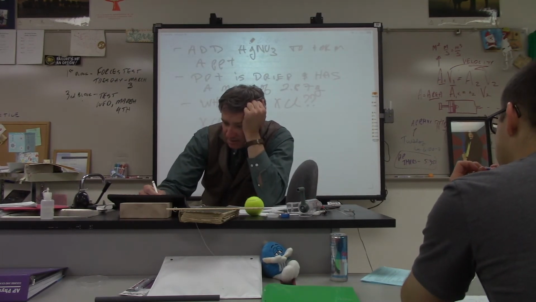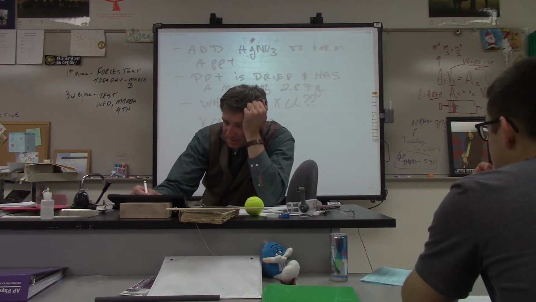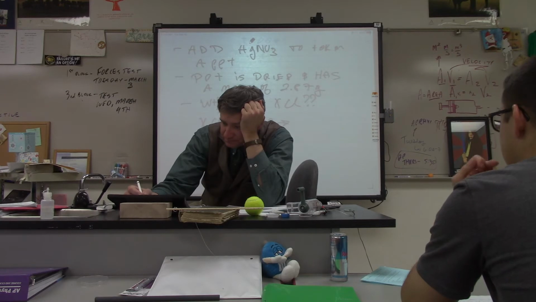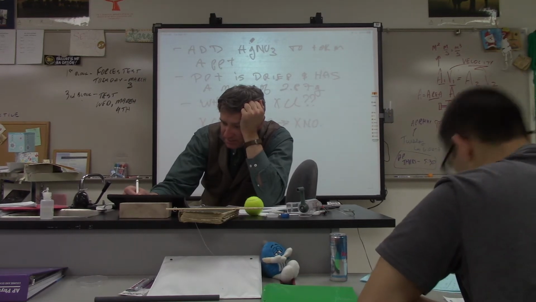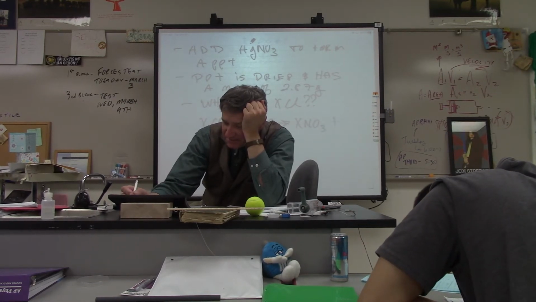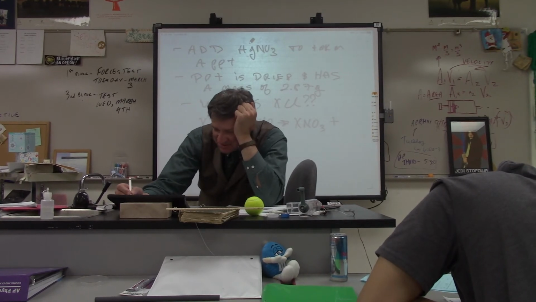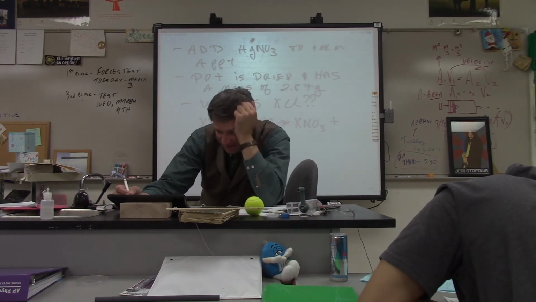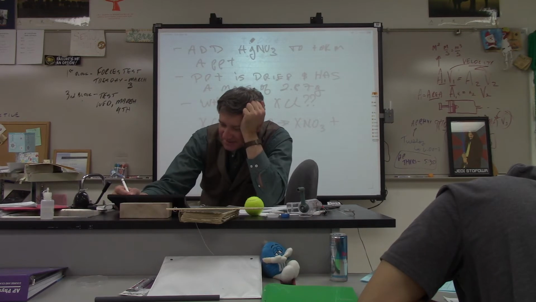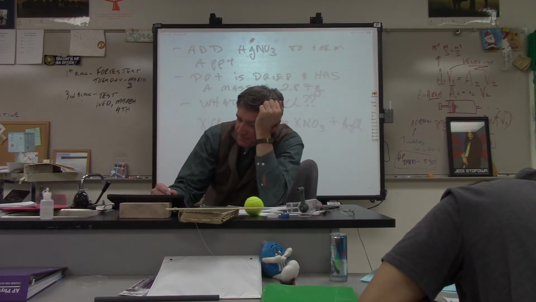So you have XCl plus silver nitrate. So what are you going to get out of this? X nitrate plus silver chloride. And so that's fine. X nitrate and AgCl.